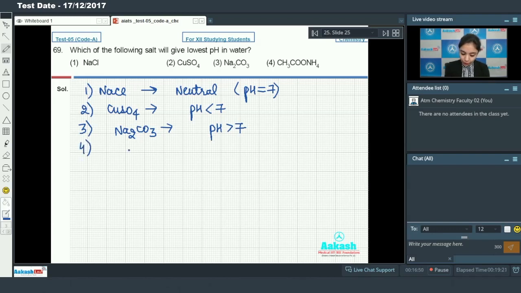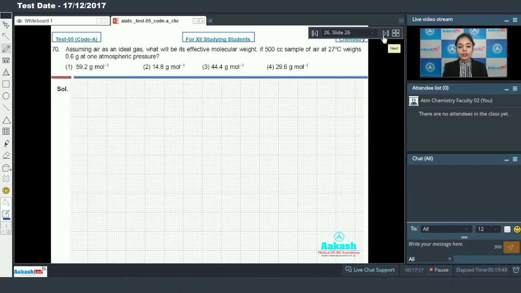Now you have the fourth option, that is CH3COONH4. It comprises acetic acid, that is a weak acid, CH3COOH, and a weak base, that is NH4OH. So the pH will be high. So option number 2 will be the correct answer, which will give the lowest pH in water. So let's move on to the next one now.